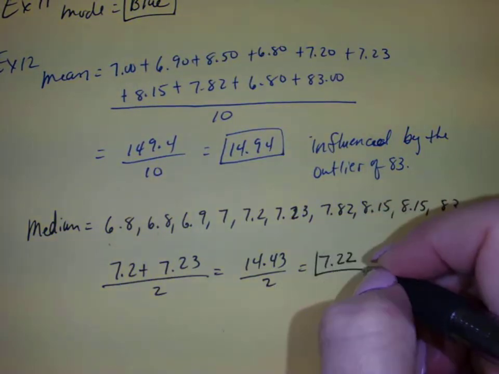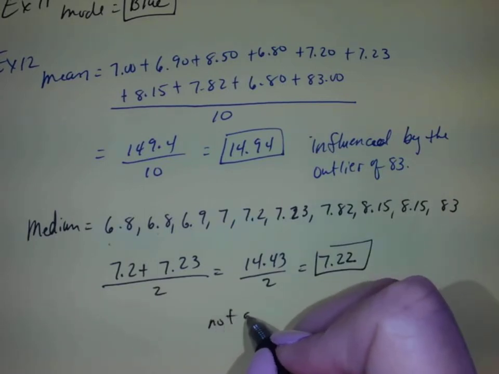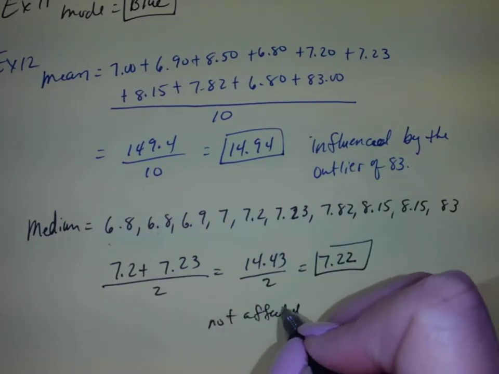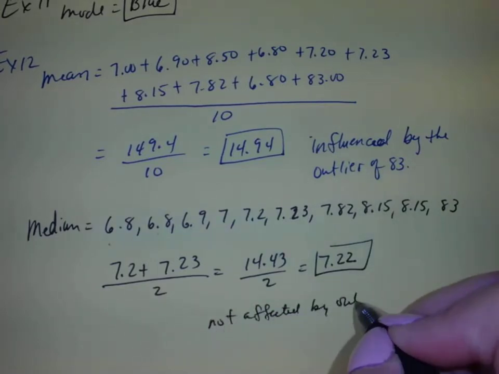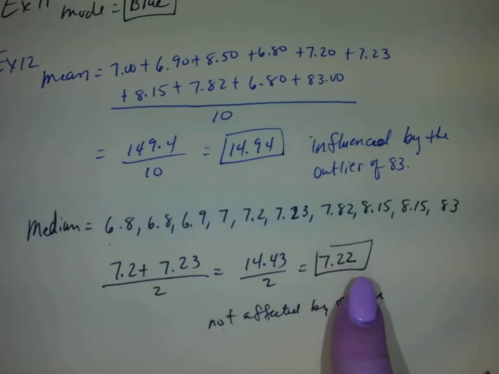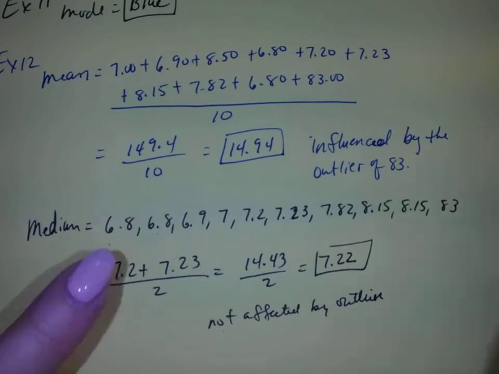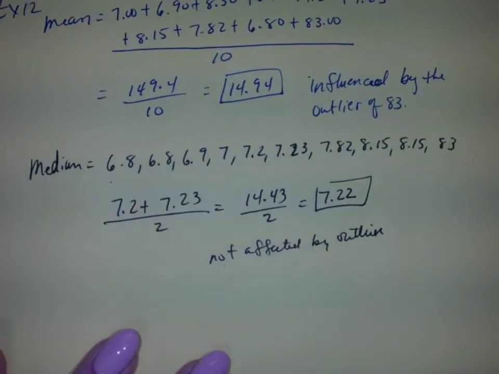All right. So this one is not affected by the outlier. And it accurately represents the middle of the data. That number is right in the middle of all of our data. So the 83 doesn't affect that one.